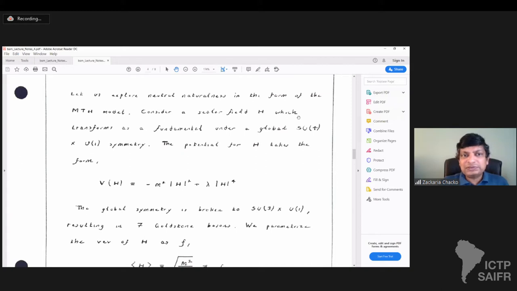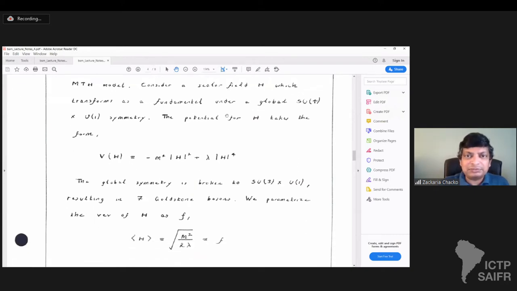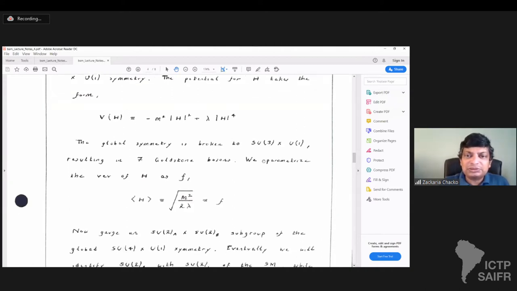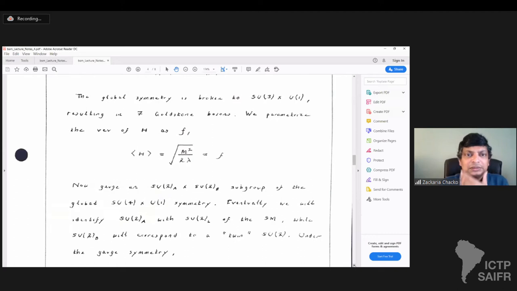So consider a scalar field H, which transforms as a fundamental under a global SU(4) × U(1) symmetry. And the potential for H takes the usual Mexican hat form, right? The only difference between this and the standard model is that the symmetry is now SU(4) × U(1), not SU(2) × U(1), but the form of the potential is the same. So then what happens is the global symmetry is broken to SU(3) × U(1), and we have 7 Goldstone bosons. So we parameterize the VEV of H as f, right? So this f will be the VEV of H.